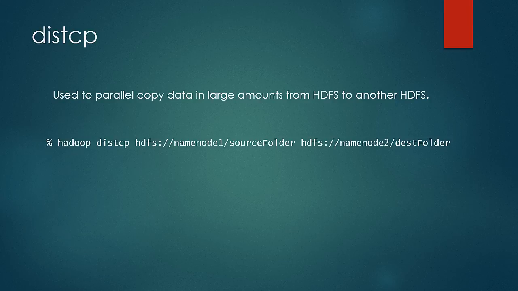Name node 1 and name node 2 would specify the name nodes of the different HDFS deployments. This command would usually be used when you are using HDFS federation on your cluster and have 2 or more name nodes on the same cluster and you want to copy from one HDFS to another.